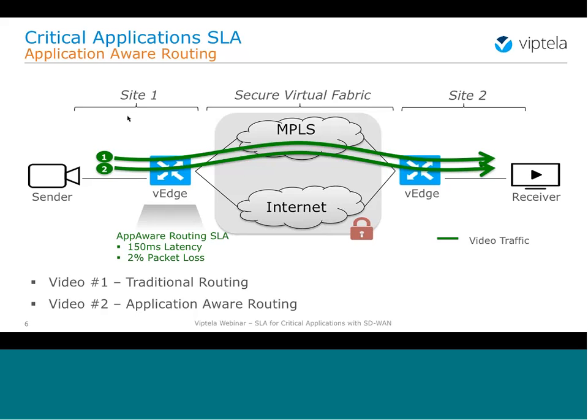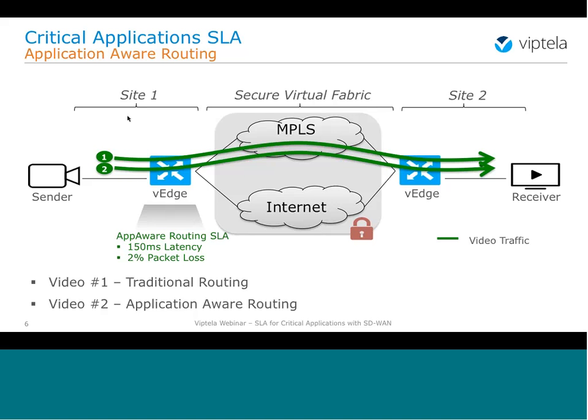In this specific case, we're going to demonstrate an application-aware routing functionality. What we're going to see is we have two sites. Both sites have a vEdge router provisioned, which is a CPE device, which allows you to extend a secure virtual network to that location and uphold the centralized policies defined on the SDN controllers. Now, in site number 1, we have the sender, and in site number 2, we have the receiver. Now, we have two video streams going between the two sites.